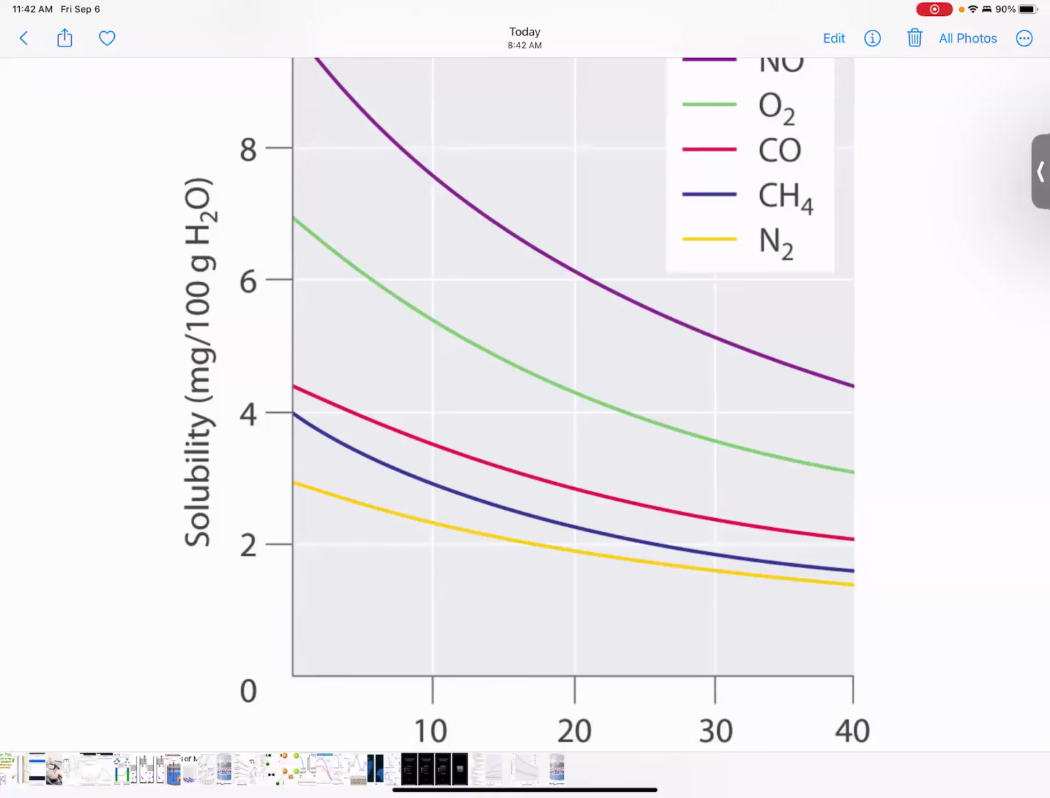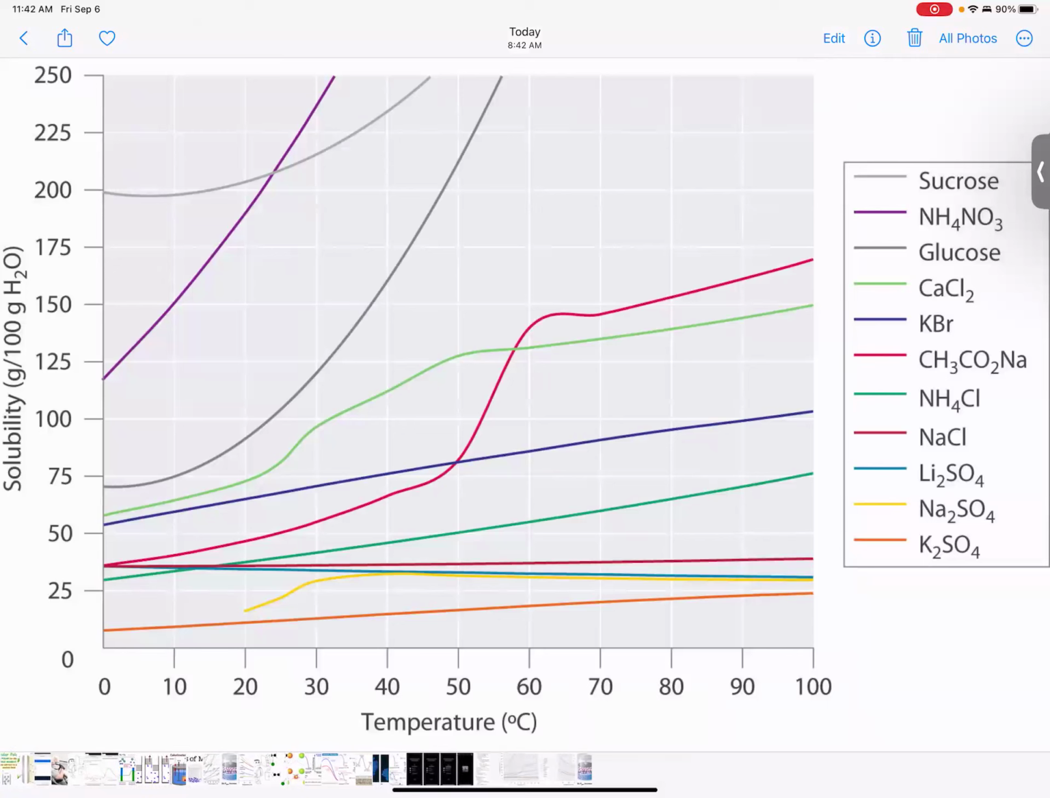But in order to get the supersaturated solution, you're going to have to play with the pressure. Again, they're not entirely independent. Which actually brings us up to the next one, which is solids in solution.